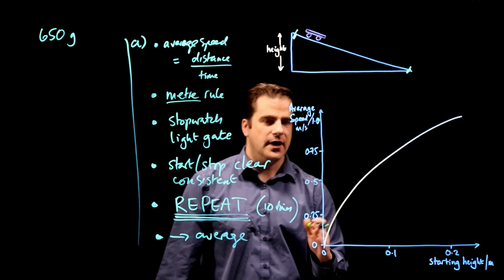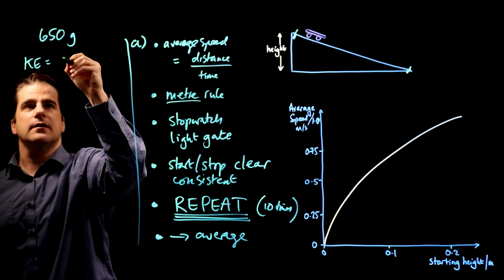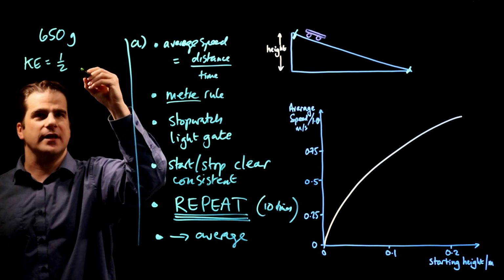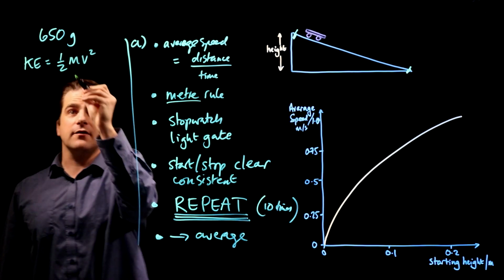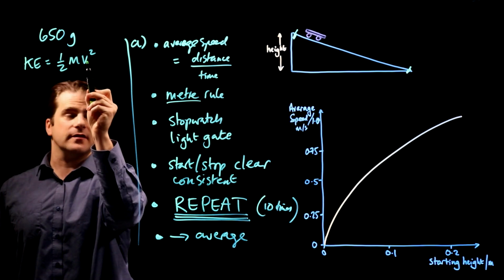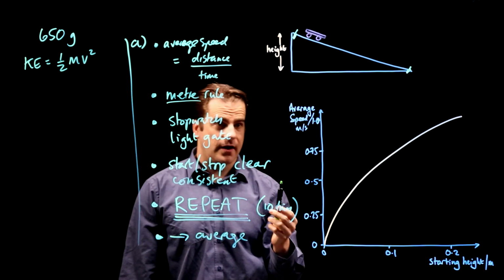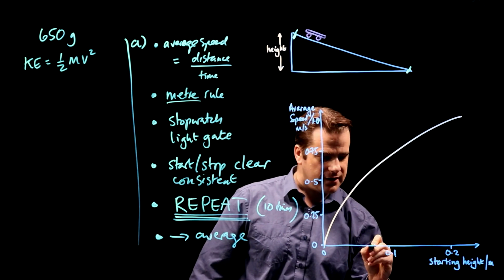So, what do you have to do? Kinetic energy, right? Kinetic energy, the formula, and you need to know this, is half mv squared. Right, they've given us the mass of the trolley, so we just need the velocity. They've told us the starting height, 0.075, which is about there.